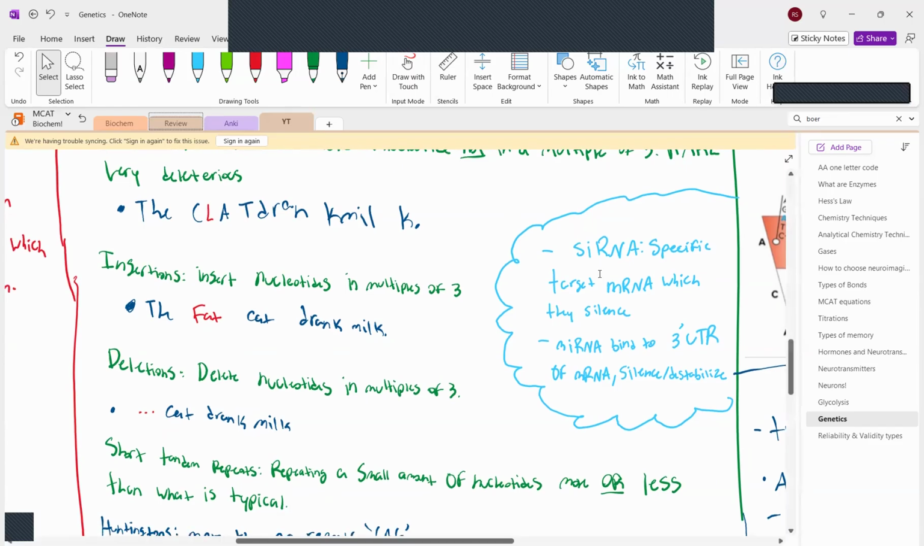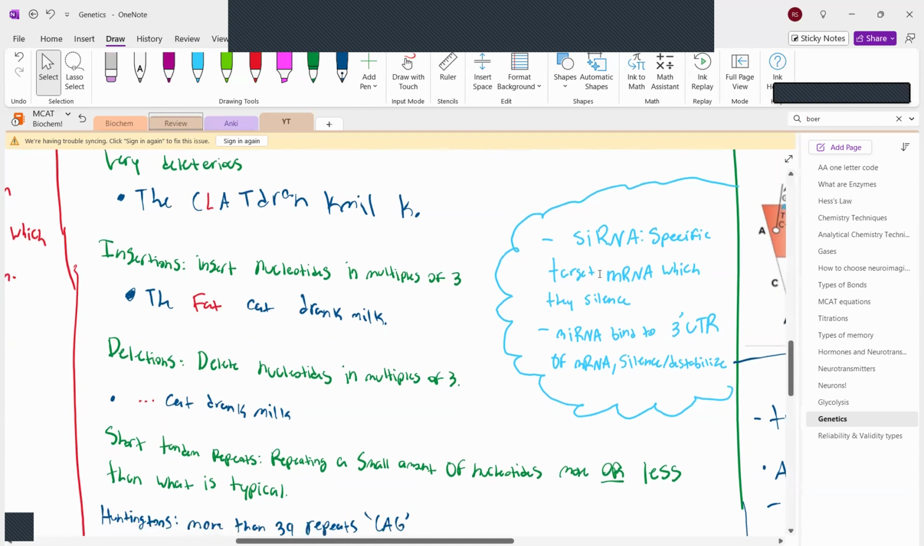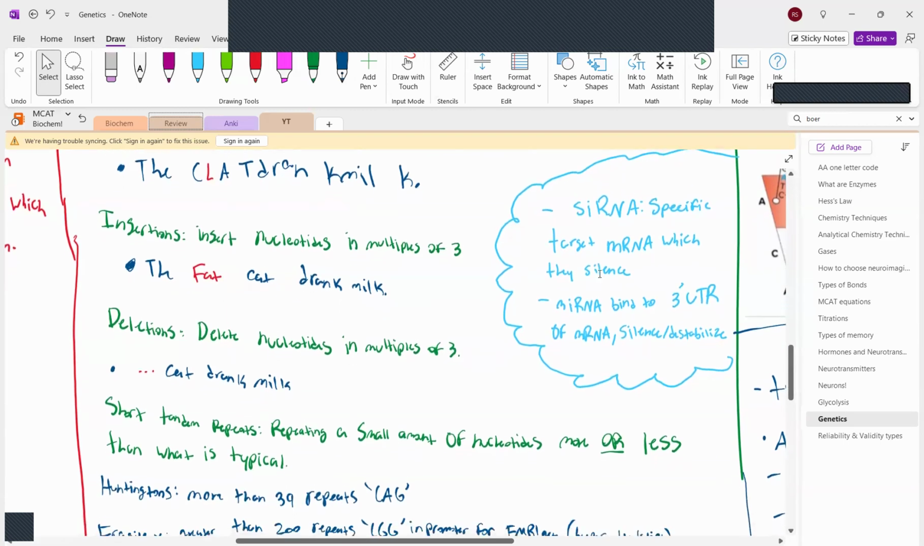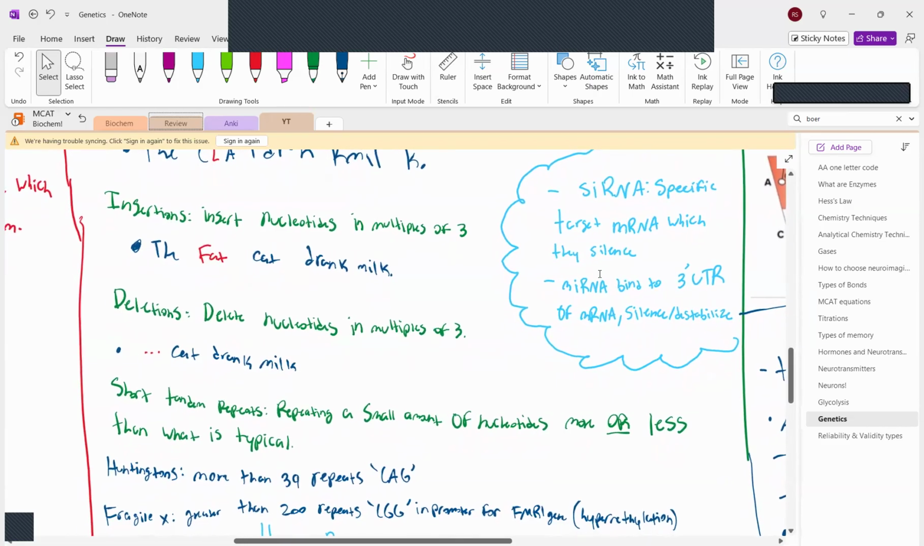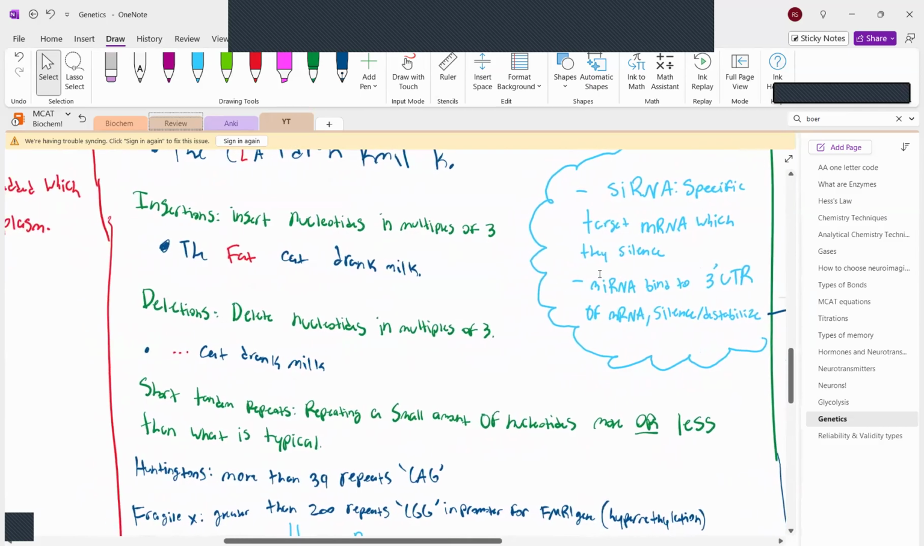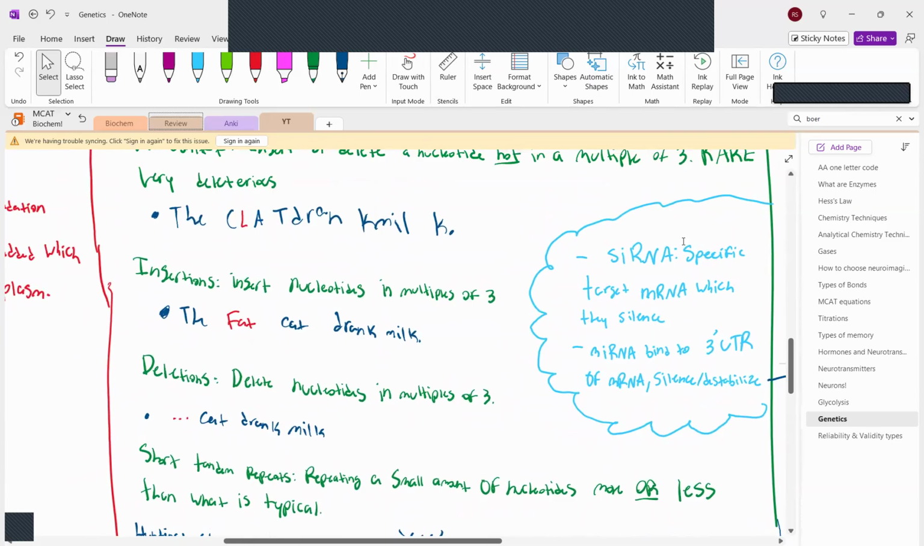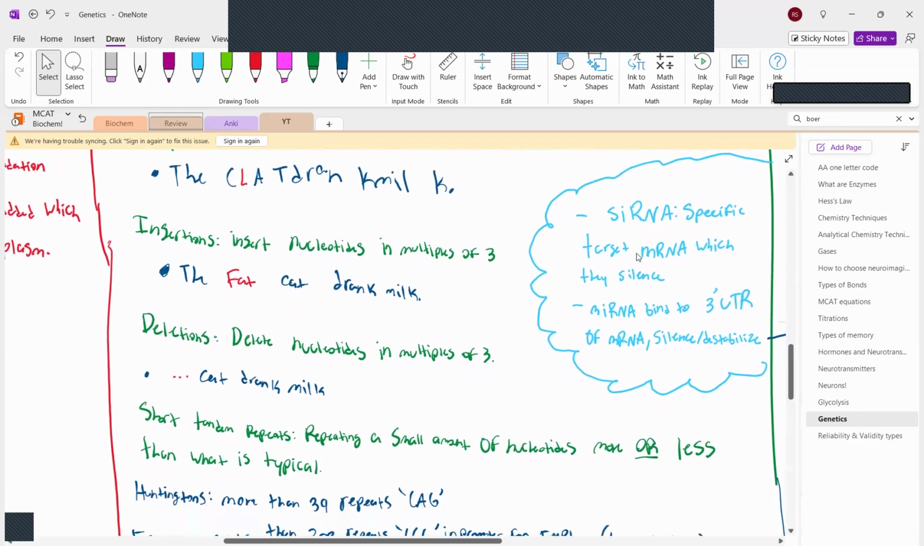And then we have miRNA, which binds to the 3' UTR region of mRNA, and that silences and destabilizes the mRNA. So it's also another version of a knockdown. But this is stuff that your body naturally creates. A lot of the times in research, people will also design probes that can go into your body and knock down certain specific sequences of your mRNA.